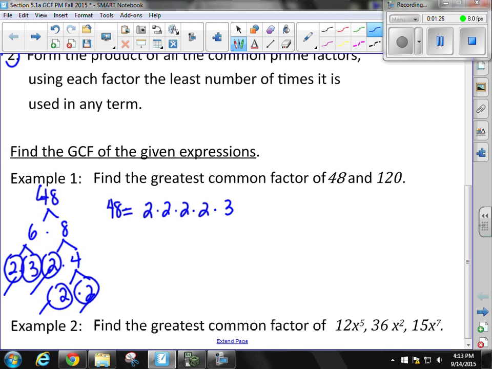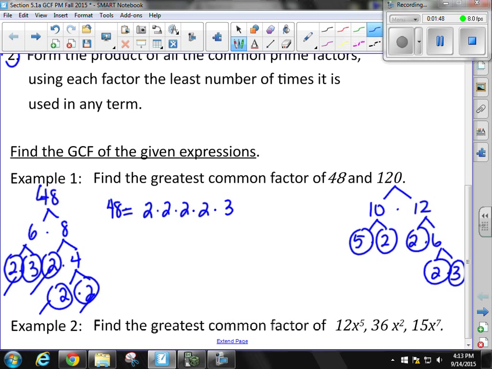I'm going to do the same thing with 120. Any number that ends in 0 has 10 as one of its factors. 10 can be factored as 5 times 2. 5 is prime, 2 is prime. 12 is 2 times 6. 2 is prime, and 6 is 2 times 3. Here I have 1, 2, 3 factors of 2. So 120 is 2 times 2 times 2 times 3 times 5. I write down all of my prime factors.